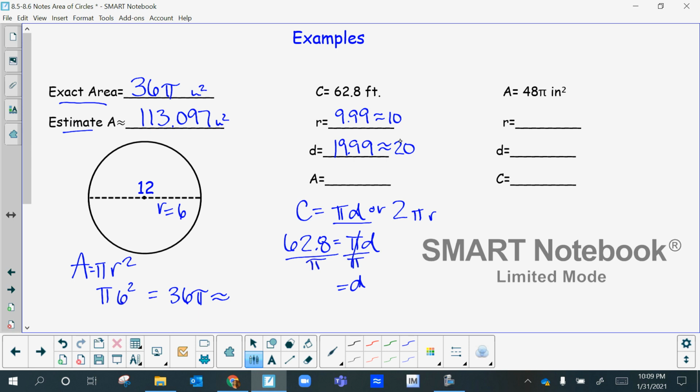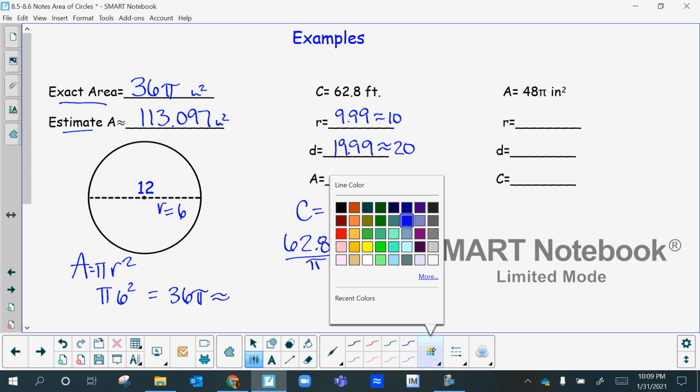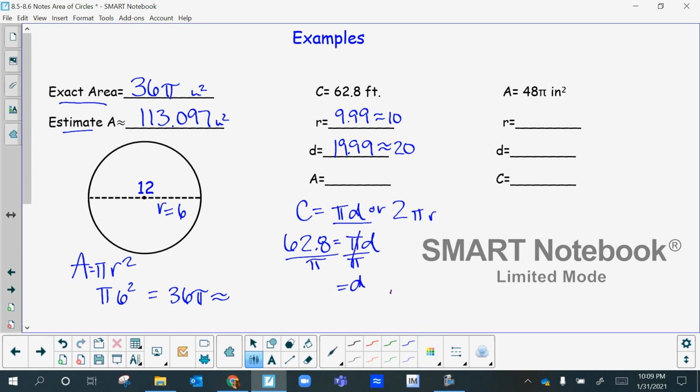All right, so now if I want to do the area, I'm going to just use the 10. So I'm going to use a different color. So area, remember, equals pi r squared, which r is 10. And so that's about 100 pi.